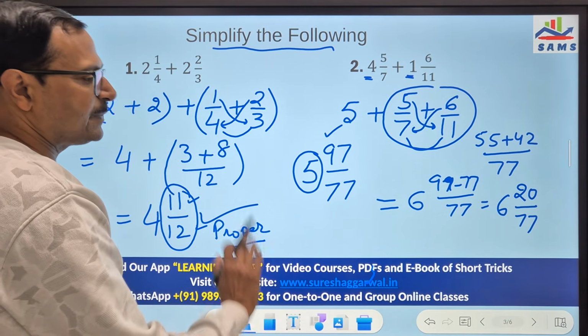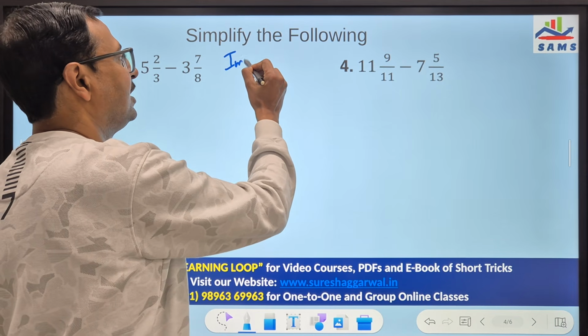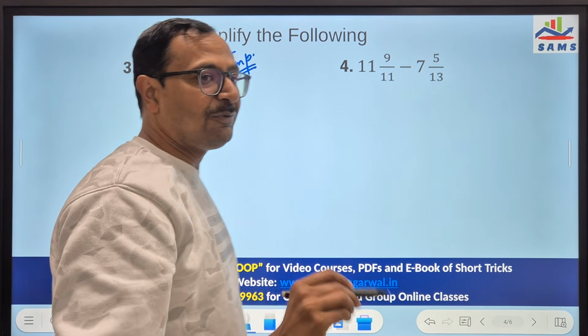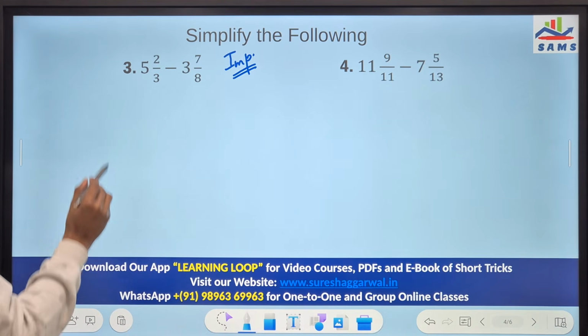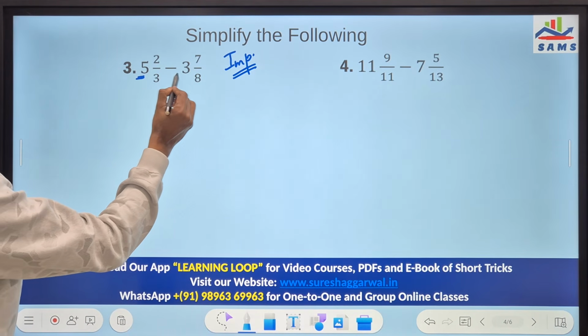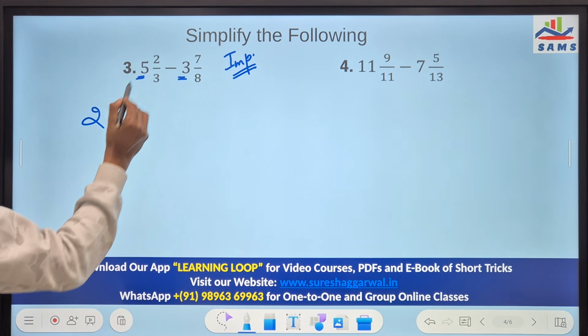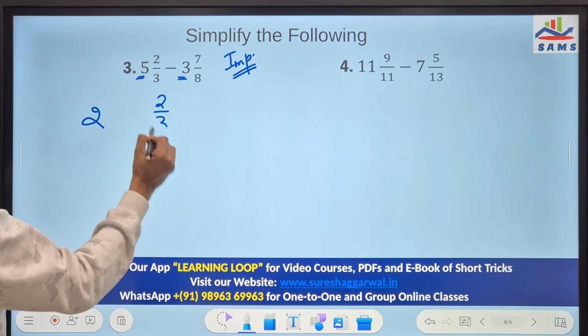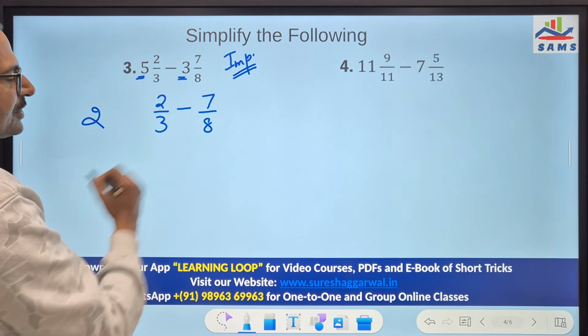Now to understand this better, we have some more examples. Here you can see we have a subtraction problem. Now this is a very important question because this will highlight one more important concept which is going to come in. Let's see. First, let's subtract the whole number part. 5 minus 3 is 2. And then we have something else. 2 by 3, the fractional part, minus 7 by 8, the other fraction.